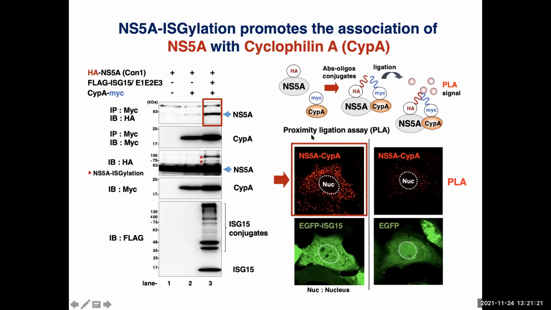And also, this experiment is a PLA assay, and we look at the NS5A cyclophilin A interaction, and then you can find a signal in the presence of isolation factors. In the absence of isolation, we cannot see many signals. So this means that isolation promoted interaction between NS5A protein and cyclophilin A.